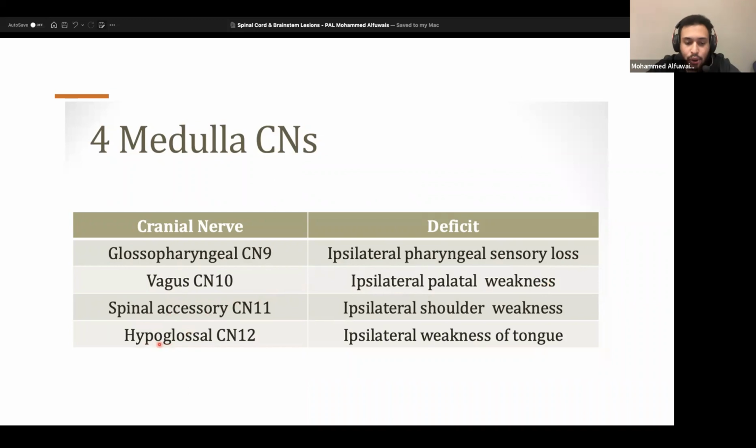Okay, then the hypoglossal nerve, which is going to be for the tongue. Okay, so movement of the tongue. So if you have a weakness of the hypoglossal nerve on the right side, you'll have the tongue deviating toward the right.